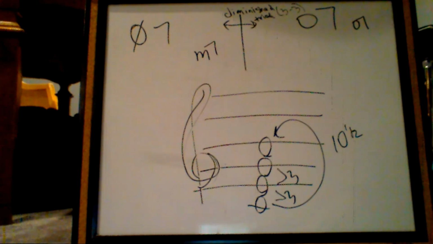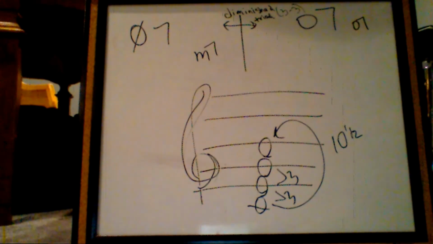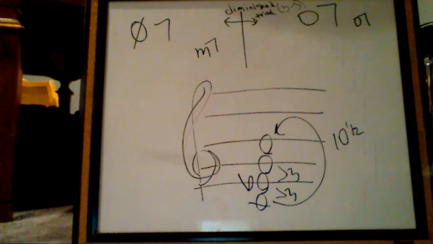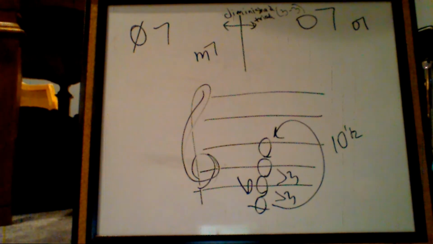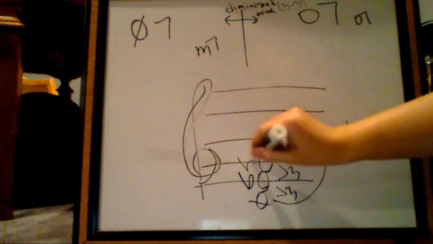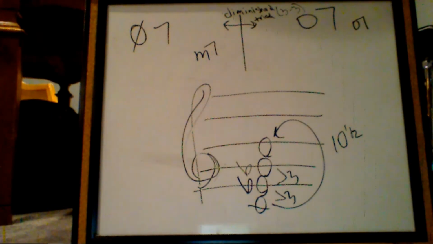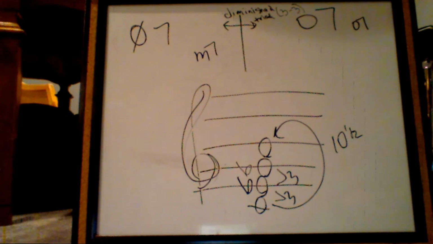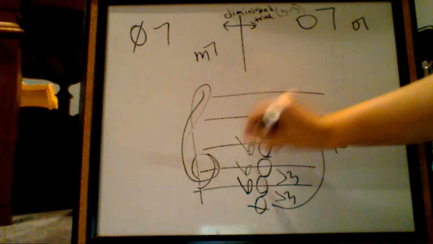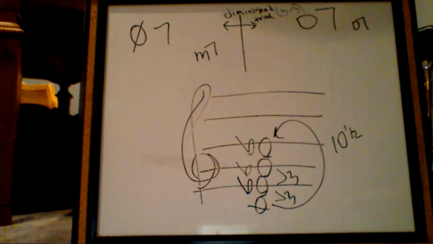So 3 from a C, here's a C. 3 half steps gets you to an E flat, so this needs to be flattened. From that E flat, you go another 3 half steps. That gets you to a G flat. And then from your bass note, you're going to go up 10 half steps. So from the C, you go 1, 2, 3, 4, 5, and that gets you to a B flat. So these 3 are all flattened. And that is how you do a minor or a half diminished seventh.